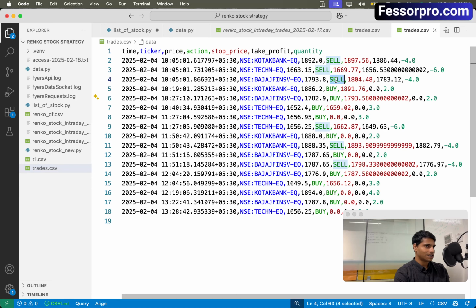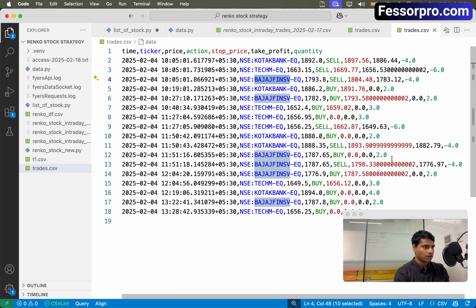So initially it was a sell. So see, Bajaj Finserv sell -4 quantity. Then Bajaj buy 2 quantity. So I have closed half of the position. What time? So I entered at 10:05. I closed half of the position at 10:27. I closed the other half at 11:51. Okay. And at 11:51 again, within a few seconds, I am taking the opposite trade.